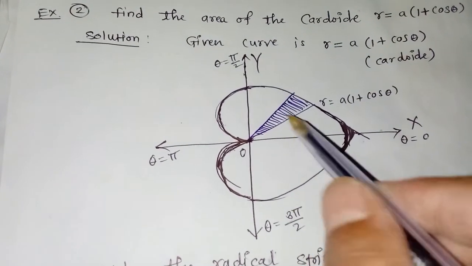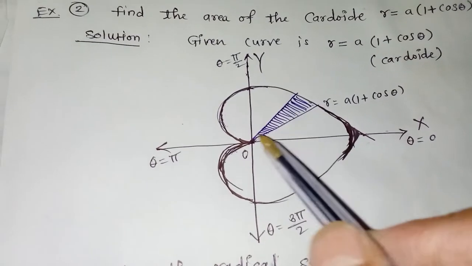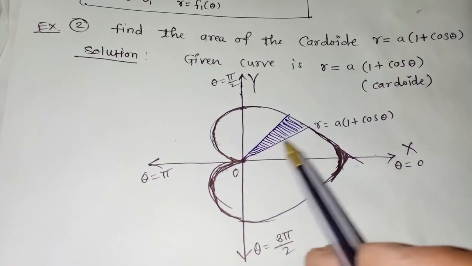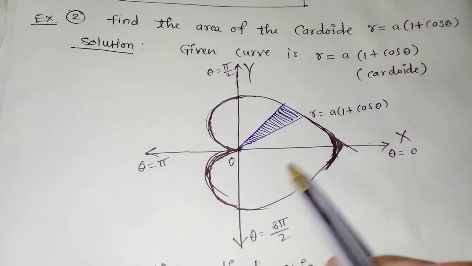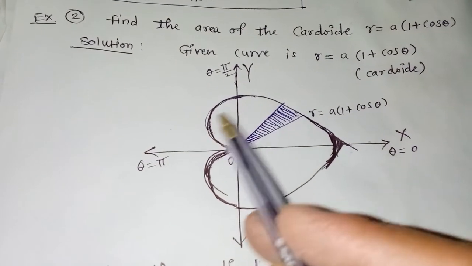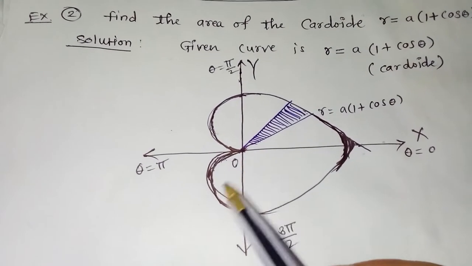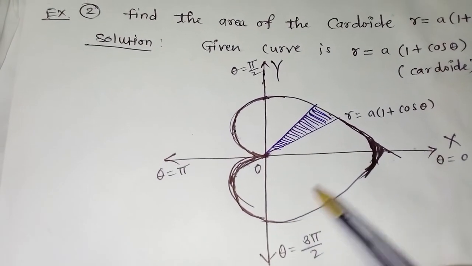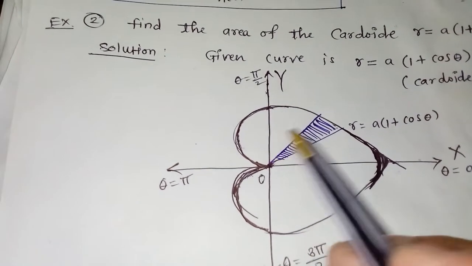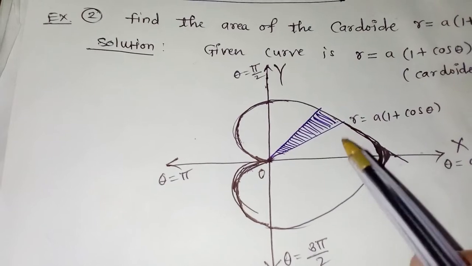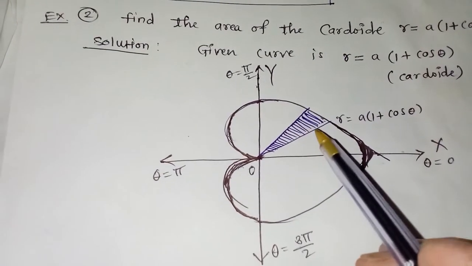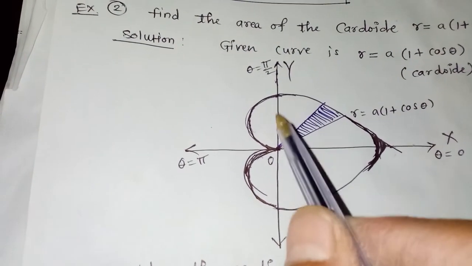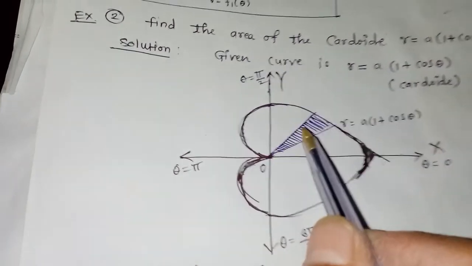Before that, we can observe here that we can divide the region into two equal parts. The region on the upper side of the x-axis is the same as the region on the lower side of the x-axis, meaning this region is exactly equal to this region. That means the area of this region is the same as the area of this region, so we find the area of only the upper side region and take twice of it, and that will be the area of the whole region. So now our target is to find the area of the upper side region.